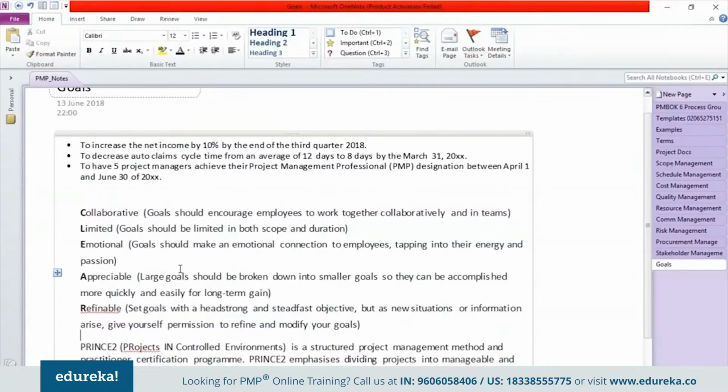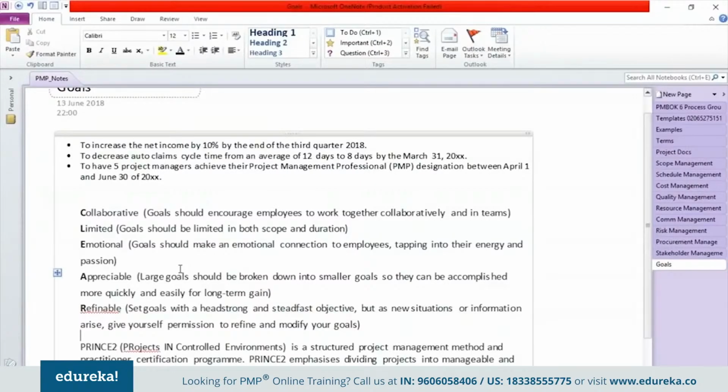It should be emotional. People should be able to establish the emotional connection, and that will also help us in capitalizing on the employees' energy and passion with which they work. So the emotional angle is equally important here. Appreciable: large goals should be broken down into smaller ones. If you come across any goal which is complex and large, maybe you would like to break it down into smaller goals.